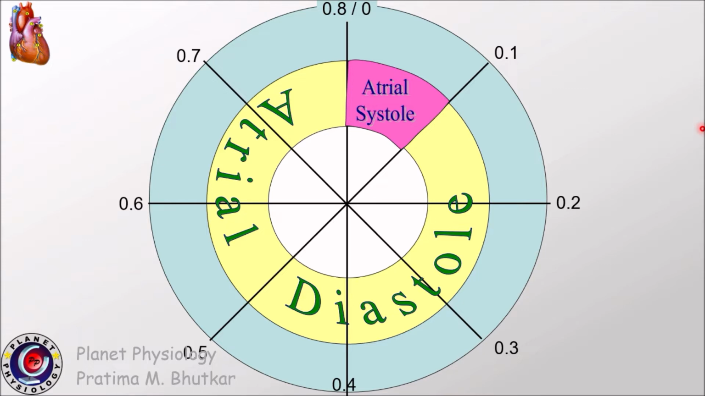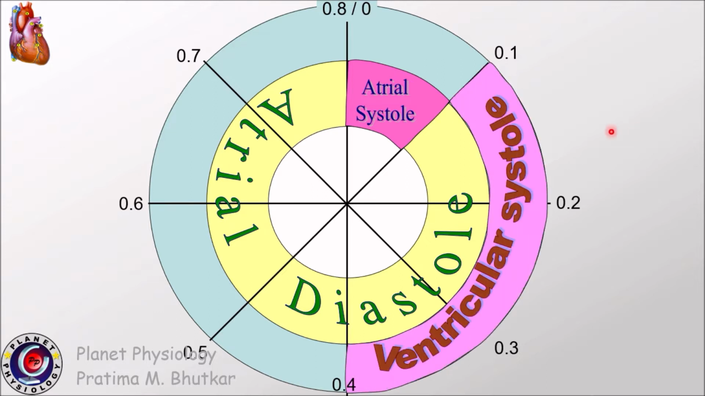Ventricular events will begin with ventricular systole. After the atrial systole is over, ventricular systole begins as shown in this pink color, and the duration of ventricular systole is 0.3 seconds. So, it is occupying 0.3 seconds duration in this diagram. Please pay attention here. Ventricular systole begins after the atrial systole is over. So, atrial systole and ventricular systoles do not overlap each other.